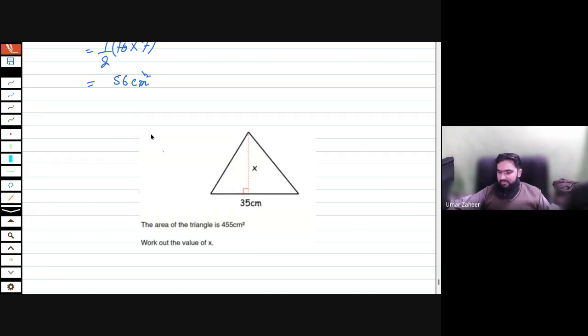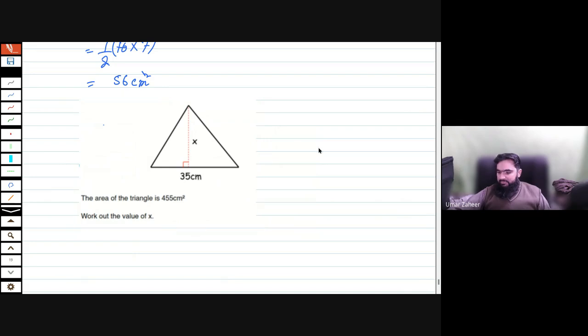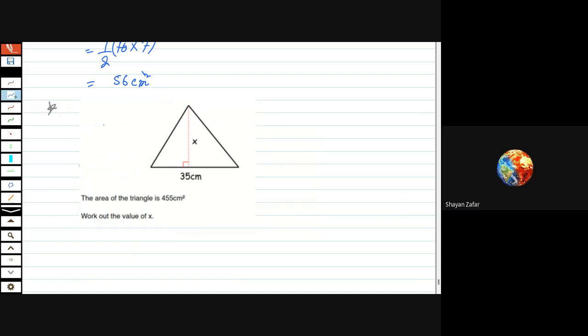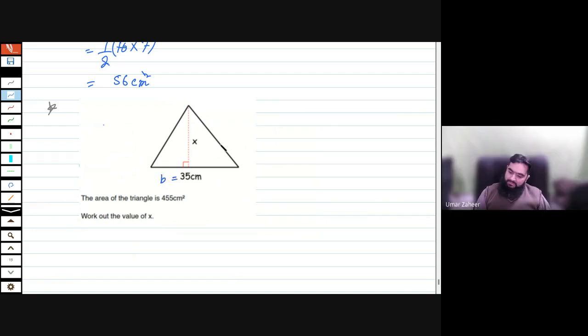Yes, Shayan Zafar, you have to tell me about this one. First of all, tell me what is base and what is height here. The base is 35 centimeters. And the height is? Height is x. How do we know which is height? We just check whether they are making a 90-degree angle or not.